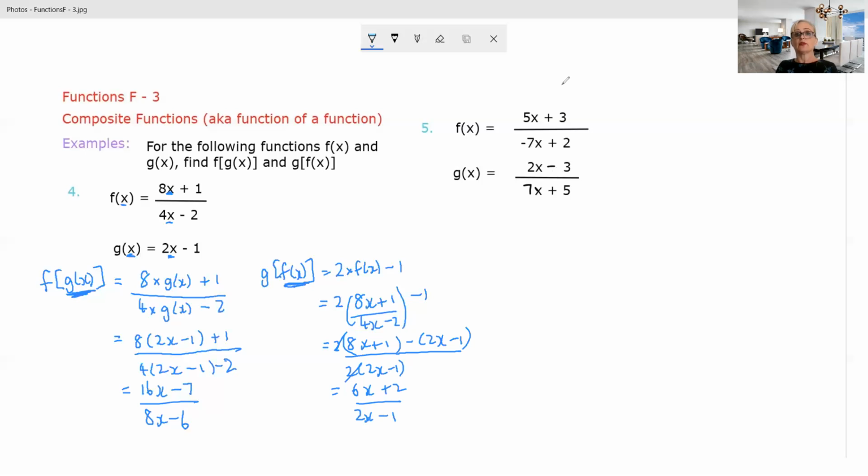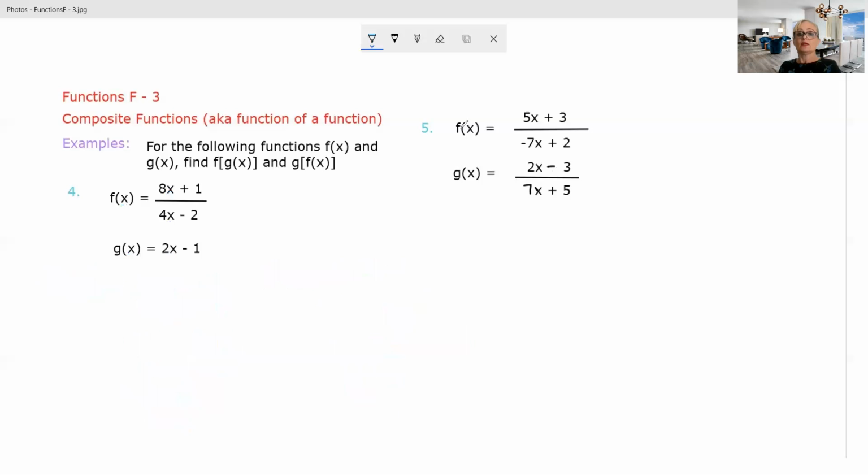Right, I'm just going to remove that so that I've got a bit of extra room to work with this next one. This one here, I have deliberately picked this one to lead on to our next video, so bear with me. All right, f of g of x. f of x is 5x plus 3 over negative 7x plus 2. So it's going to be 5 times g of x plus 3 over negative 7 times g of x plus 2.